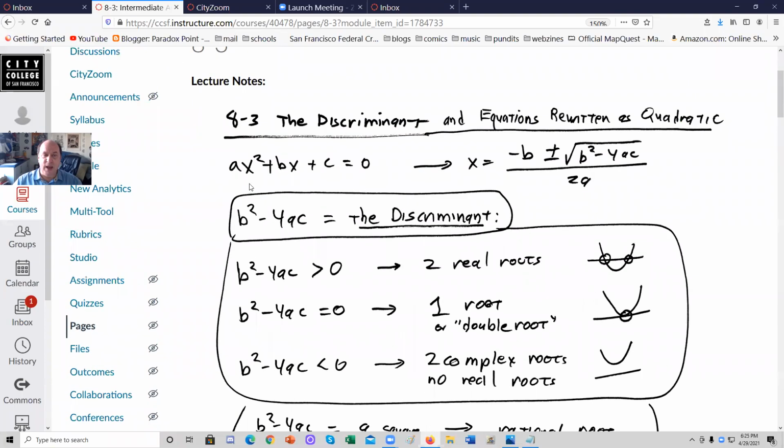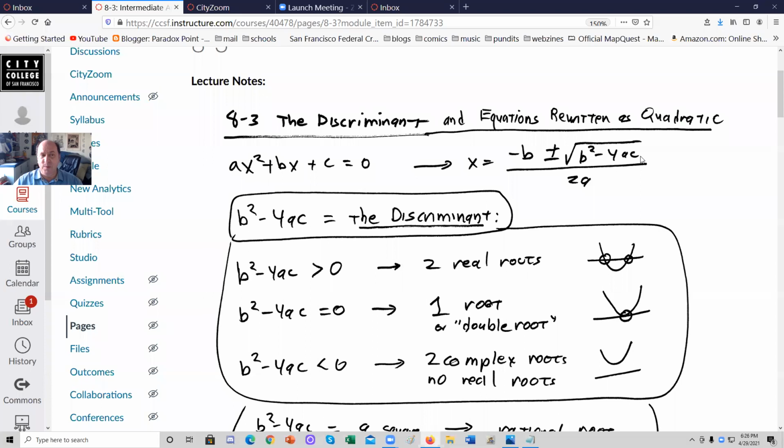All right. So we have the quadratic equation: ax squared plus bx plus c equals 0 means that x is negative b plus or minus root b squared minus 4ac, all divided by 2a. The main difficulty is this part here. We're taking a square root of this thing here, b squared minus 4ac.